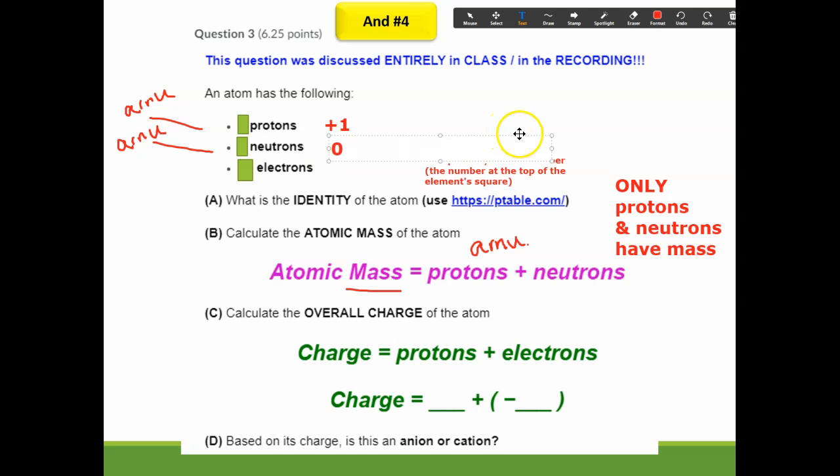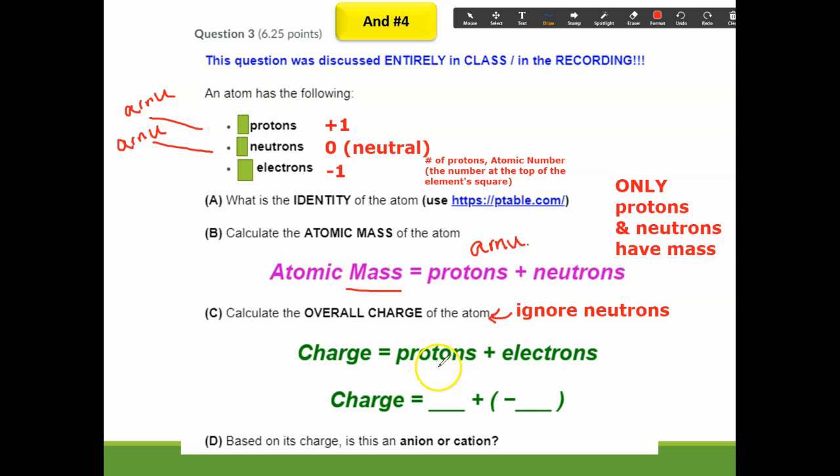Neutrons have 0 charge, they are neutral. And electrons have a -1 charge. Based on this, we can ignore neutrons. When we're calculating charge, you can ignore neutrons because neutrons have 0 charge. Instead, all we're going to do for calculating charge is take the charge of the protons plus the charge of the electrons.